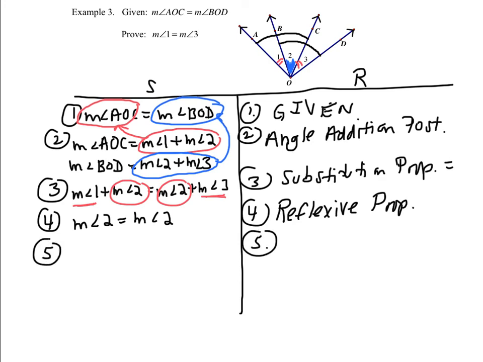In our final step, go ahead and subtract the measure of angle 2 from both sides and make your conclusion that the measure of angle 1 is equal to the measure of angle 3, and that it would be subtraction property of equality.